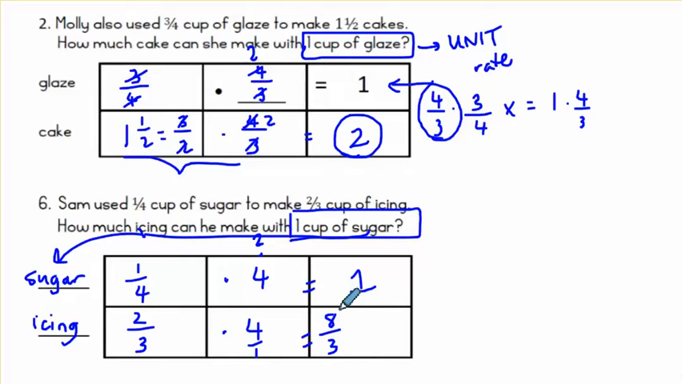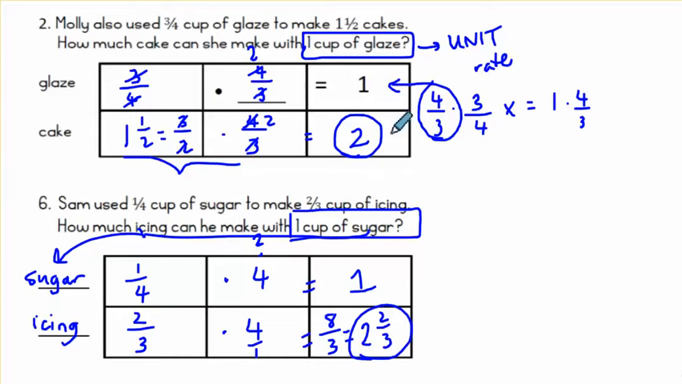We get 8/3. Of course, when you're cooking, you don't really talk in terms of improper fractions. So we could change this into a mixed number. We actually had this in our notes today, the same kind of problem. So Sam could make 2 2/3 cups of icing with 1 cup of sugar.